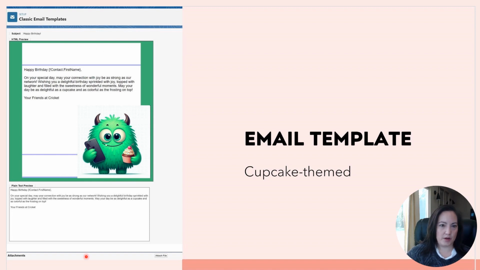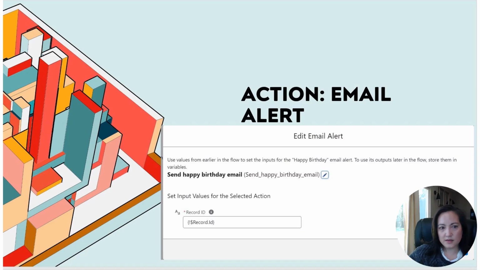This is the email template that I created with the contact's first name, and that was able to be grabbed from the record. And this template was made available to be used in the flow. Next, I created an action, an email alert called Send Happy Birthday Email, and used the record ID of the customer to connect it in the flow.